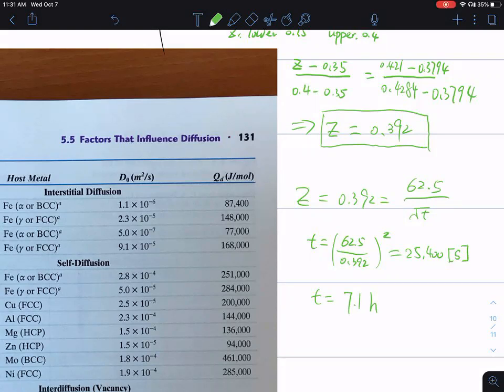Right. So now we have the prediction on time, how long it takes for that bar at that location to reach 0.88% of carbon concentration. 7 hours. What do you think? Do you think it's pretty long or pretty fast? Compare that to your gas. It's not too bad.